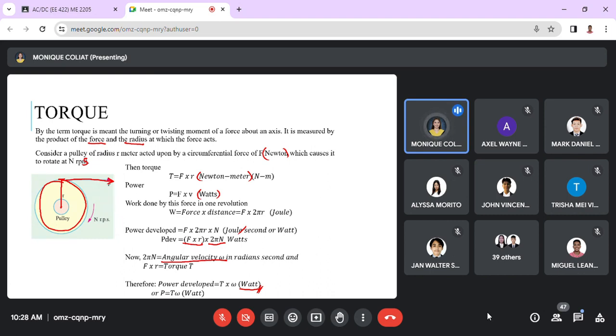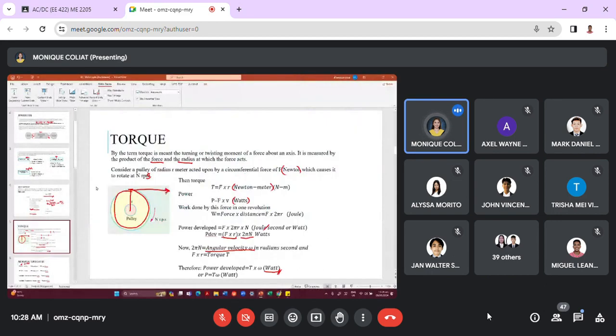So let's consider a pulley of a radius r meter, acted upon by a circumferential force F in Newton, which causes it to rotate at N, which is in RPS. RPS po ito ha. Tanggalin natin yung mga sulat.